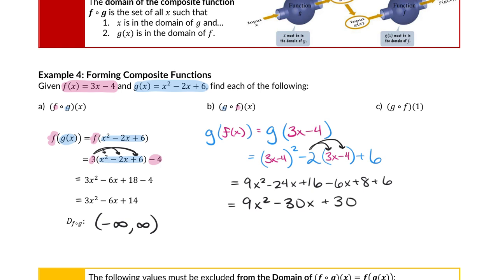And to do the domain of the composition, we look at the inside function. The inside function is linear, all real numbers. We look at the final function, that's a quadratic, all real numbers. So our domain is still negative infinity to infinity.